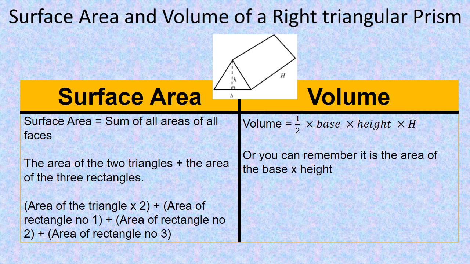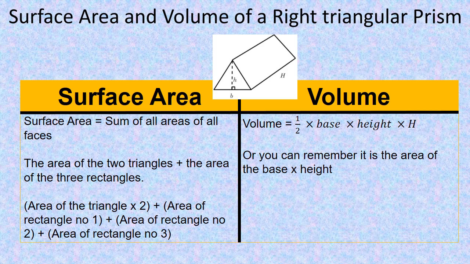Grade nines. Okay, so today we're going to have a look at the surface area and the volume of a right triangular prism. Right, the surface area, again, it's the sum of all the areas of the faces that we can see over there. Okay, what is it made up out of? It's made up of two triangles, that's exactly the same area. And then you've got 1, 2, 3 rectangles.